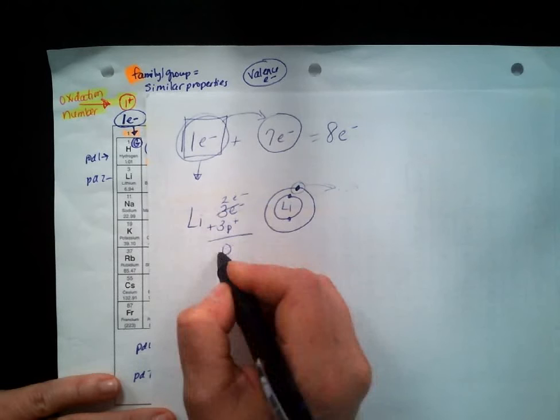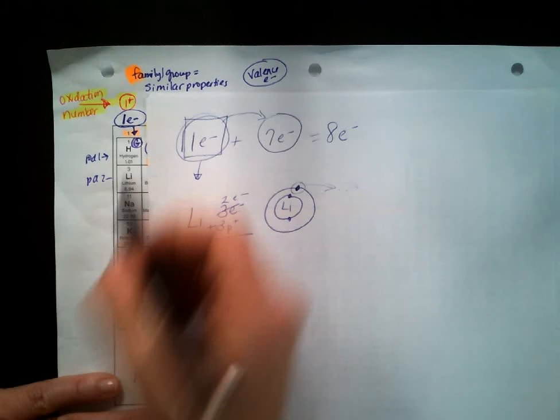So everybody in family 1 acts the same way. They all have 1 valence electron.